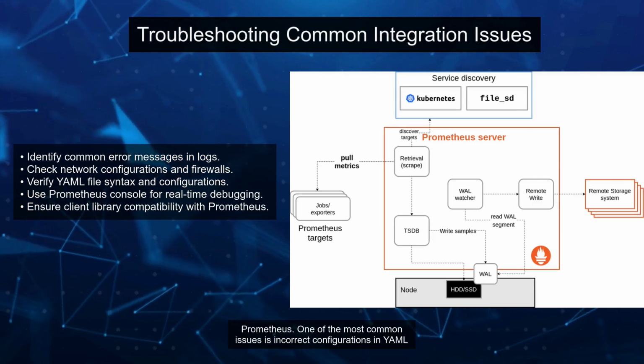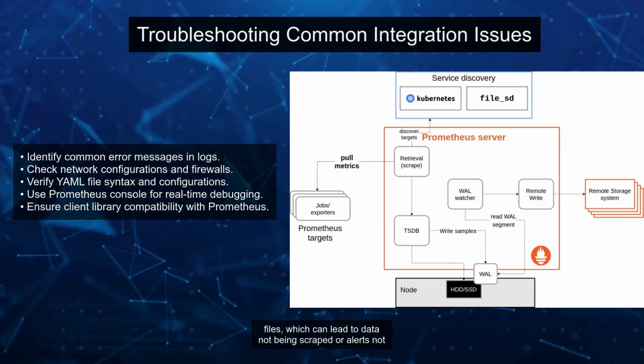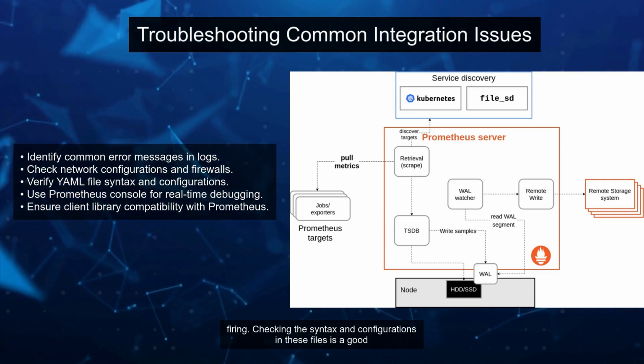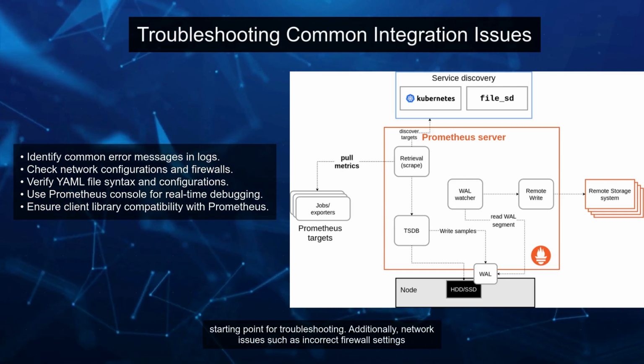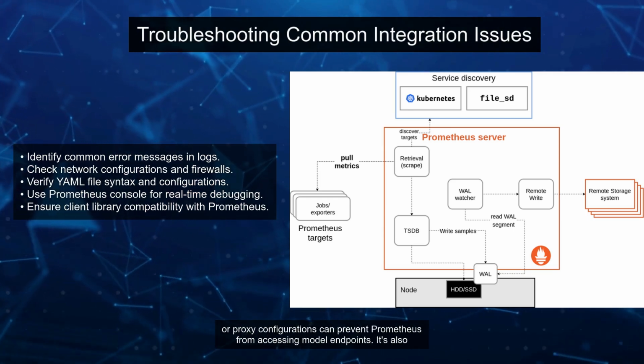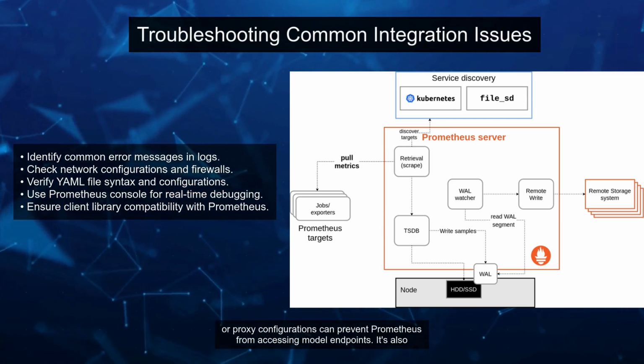Even with a well-planned setup, you may encounter integration issues when using Prometheus. One of the most common issues is incorrect configurations in YAML files, which can lead to data not being scraped or alerts not firing. Checking the syntax and configurations in these files is a good starting point for troubleshooting. Additionally, network issues such as incorrect firewall settings or proxy configurations can prevent Prometheus from accessing model endpoints.